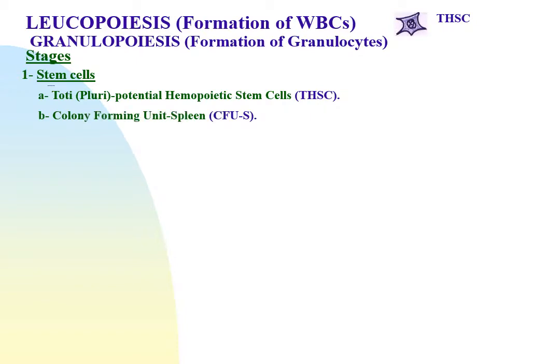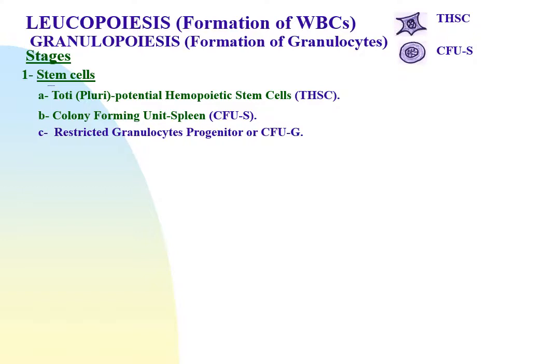Colony-forming unit spleen. These are restricted stem cells for erythrocytes, granulocytes, monocytes, and megakaryocytes. They are large, rounded cells with basophilic cytoplasm and large pale nuclei having prominent nucleoli. They divide and differentiate to form more restricted stem cells.